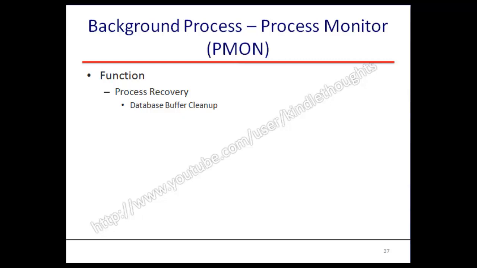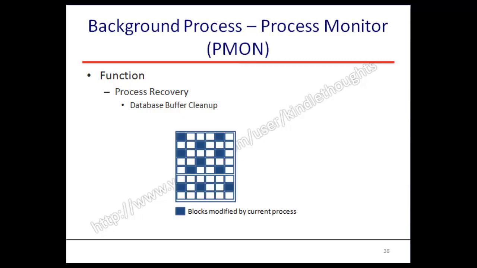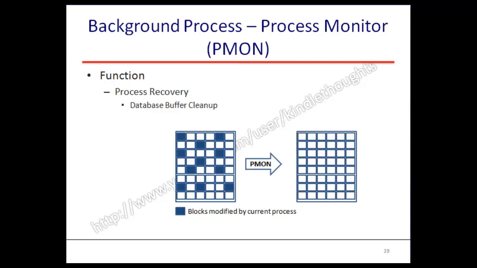So what does the process monitor do? The process monitor is responsible for database buffer cleanup, which means that if this server process has used some of the database buffers, whether the data is modified in it or not, since the process is no longer active, it is the responsibility of the PMON to clear up these database buffers. Pictorially, assuming that the shaded blocks are those which are modified by the current process, it is the responsibility of PMON to clear them when the process is no longer active.